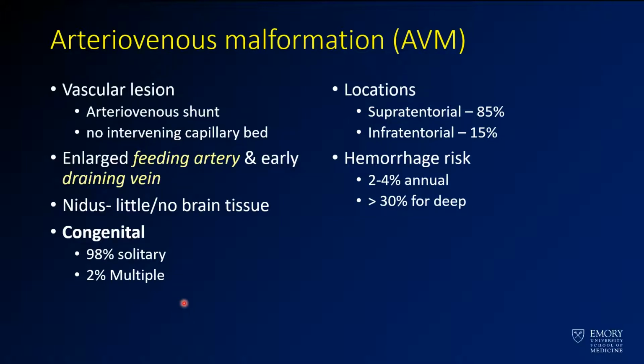These are congenital abnormalities that are usually present since birth. 98% of them are solitary, but you can get multiple lesions. Now, the vast majority of these are going to be supratentorial, but in this case, we saw an infratentorial one. There's about a 2 to 4% annual hemorrhage risk for these, although it can be significantly larger if you have deep lesions that have deep venous drainage.